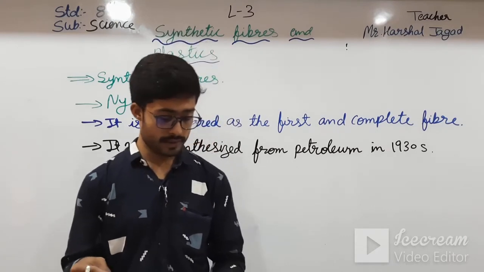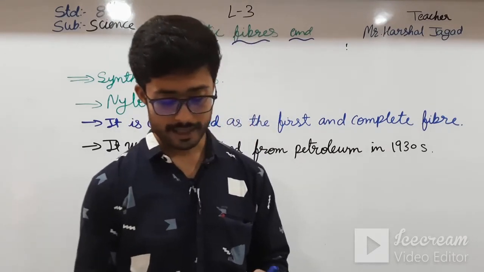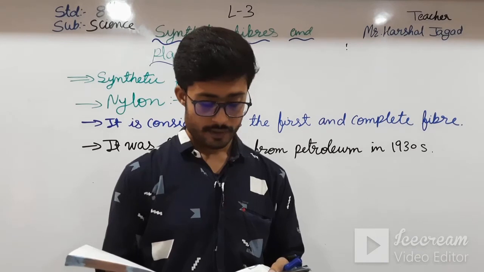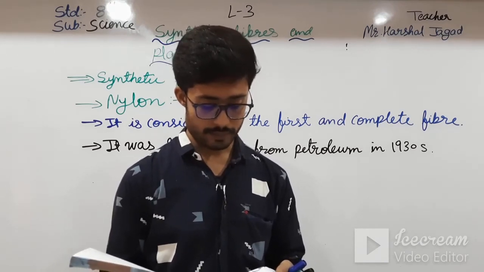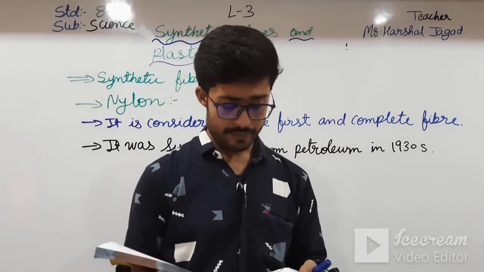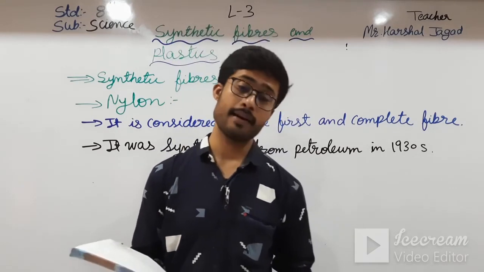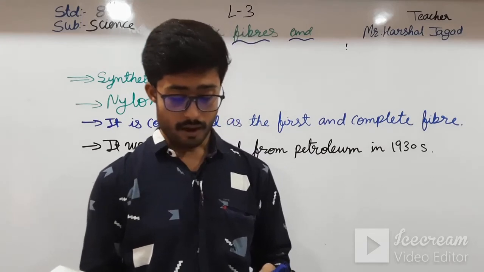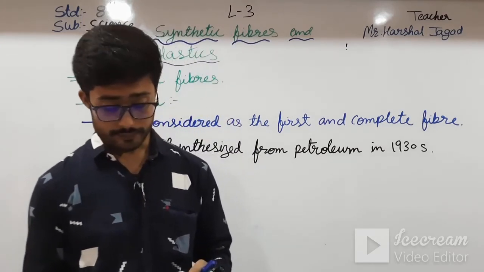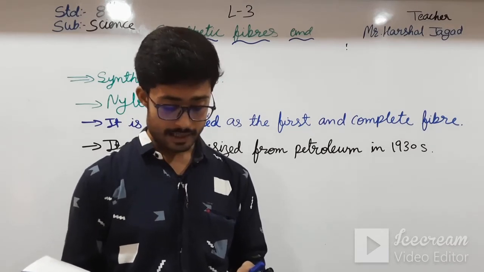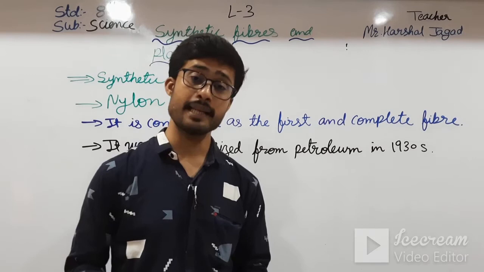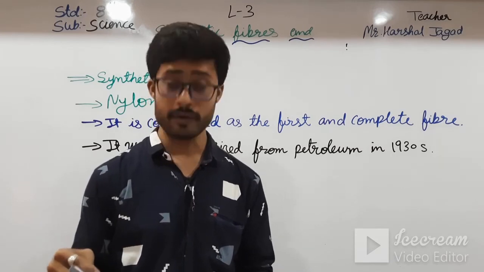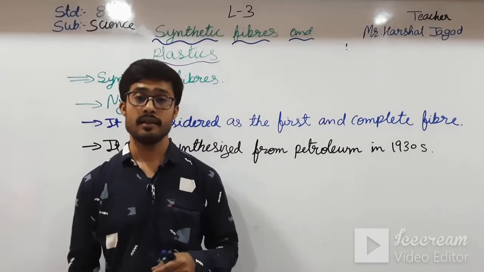And here are some of the uses of it. Nylon is used for making socks, stockings, umbrellas, parachutes, ropes, fishnets, bristles of toothbrushes, and strings of badminton and tennis rackets. Here are some pictures of nylon ropes, and the toothbrush has nylon bristles. So these are the uses of nylon.